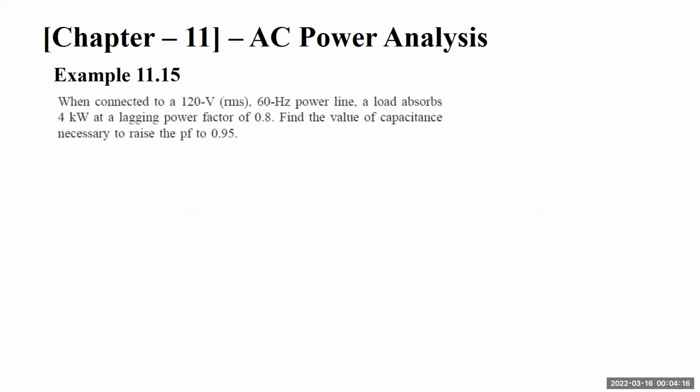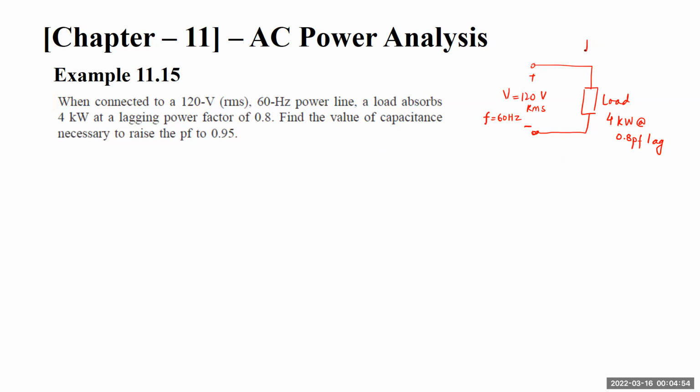So this is example 11.15 of our textbook. It says that when connected to a 120 volt RMS 60 hertz power line, the load absorbs 4 kilowatt. So for example, this is your load, and this is absorbing 4 kilowatt at 0.8 power factor lag. The voltage that is applied is 120 volt RMS, and frequency is 60 hertz. Okay, find the value of capacitance necessary.